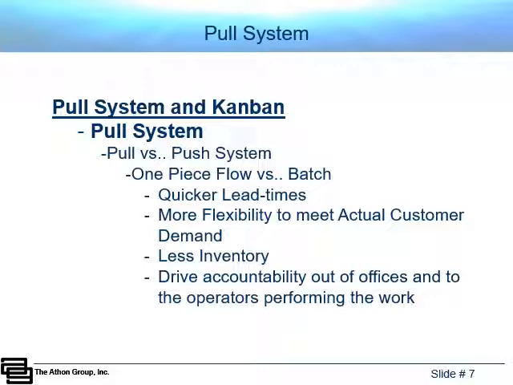We call this system batch and queue because you have a queue within the process, and when we do batch and queue, we usually have big piles of inventory, multiple batches sitting ahead of each step. The advantage of one-piece flow is that it gives us quicker lead times. That is, there's less time from the time an order is placed to the time it's delivered. It gives us much more flexibility to meet the actual customer demand, drives down inventory, and also drives accountability out of the offices and to where the operators are performing their work.